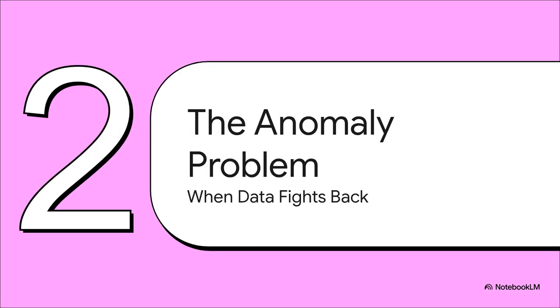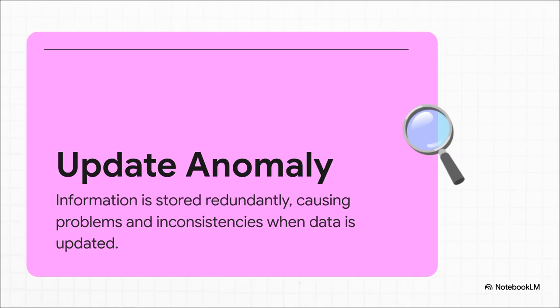And this is the point where your data actually starts to fight back. We're about to dive into something called the anomaly problem. It's what happens when a bad design basically forces your database to misbehave in some really strange and often destructive ways. First up, we've got the update anomaly. This is the monster that appears when you store the exact same piece of information over and over and over again. Suddenly, making one tiny change becomes this huge, risky chore.